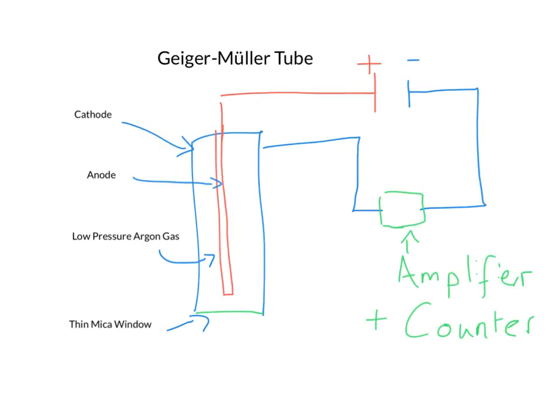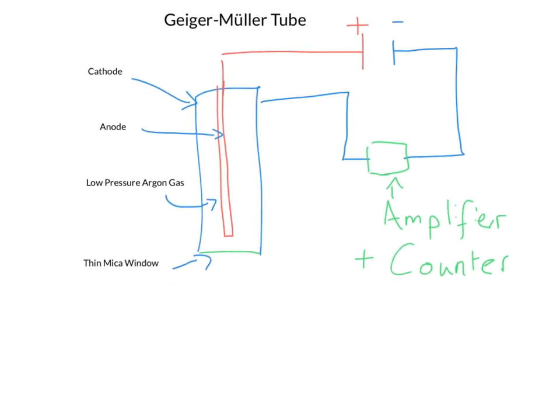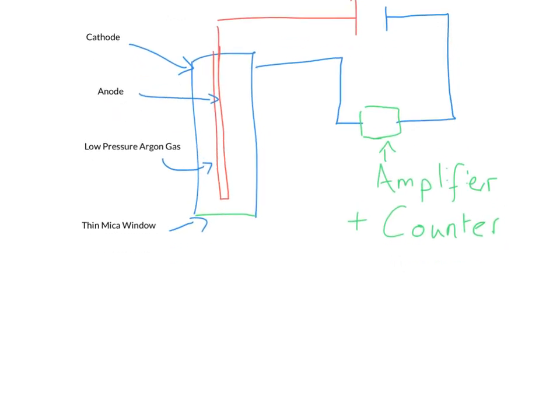Now at this point current will try and flow through the circuit, but it can't, because it can't get from the negatively charged tube across to the positively charged interior. So current can't flow between these two under normal circumstances, because the argon gas acts as an insulator.